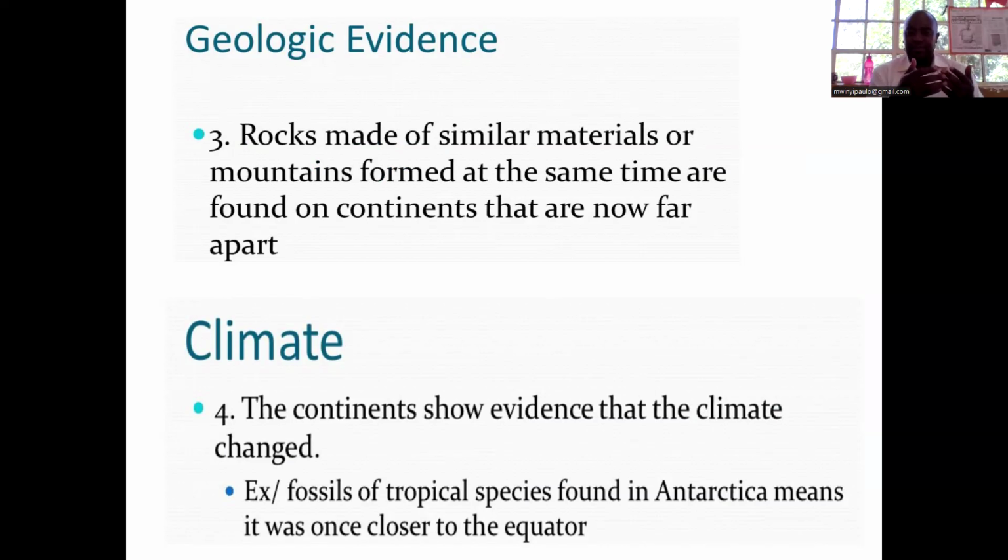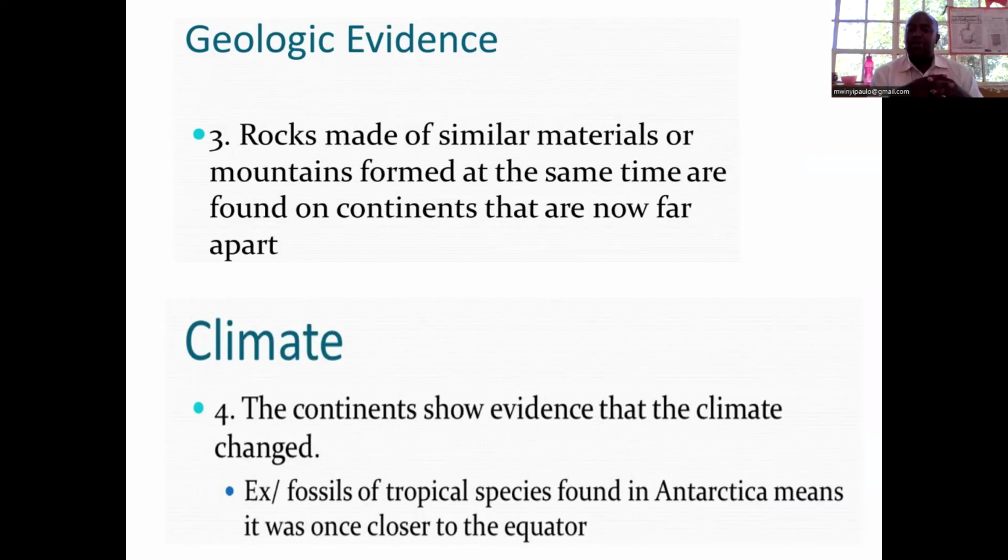geologic evidence, from geology. Rocks made of similar materials or mountains formed at the same time are found on continents that are now far apart. With a fourth evidence, that of climate.